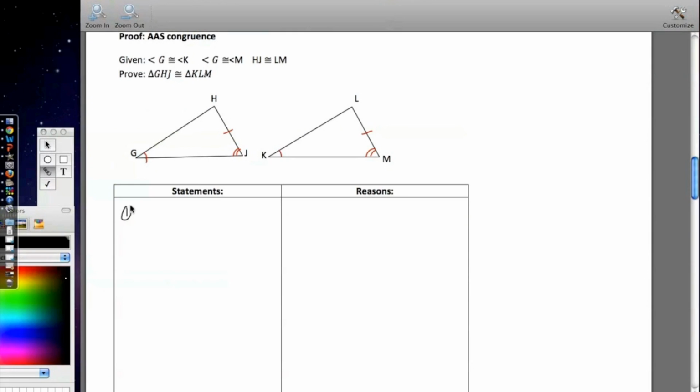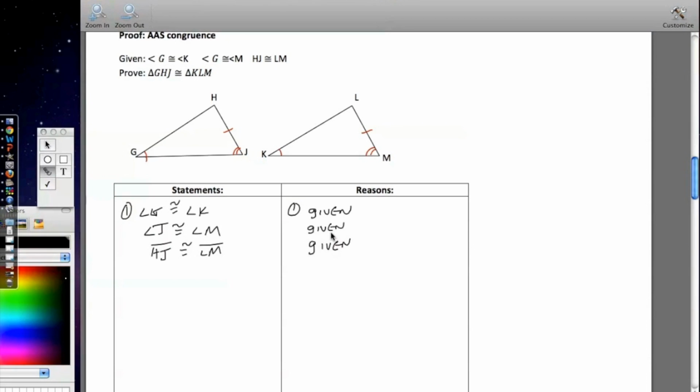We are given the facts that angle G is congruent to angle K. We can see that from our diagram. We are also given the fact that angle J, I made a mistake there, angle J is congruent to angle M, also given. And we're also given the fact that HJ is congruent to LM. Okay? I marked them with a segment over the top so that I know what I'm talking about.